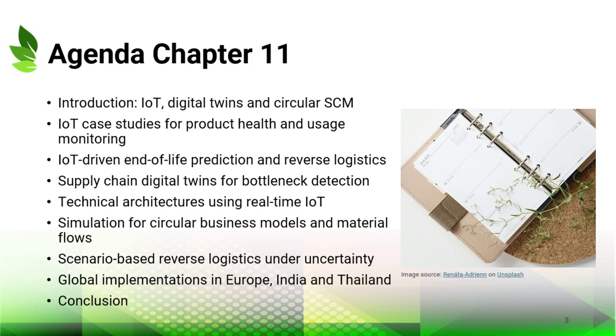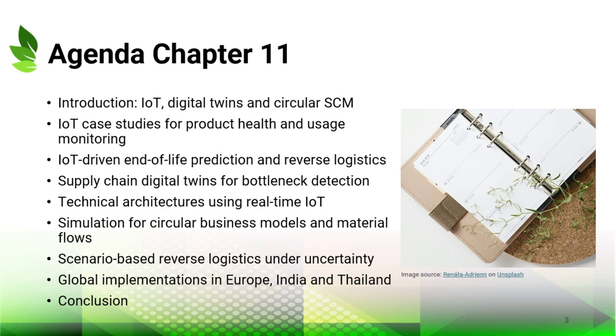We begin with the introduction, where IoT and digital twins are positioned as key enablers of circular supply chain management. We then look at IoT case studies that show how real-time product health and usage monitoring works in practice. After that, we examine the challenge of using IoT data to predict end-of-life timing and trigger reverse logistics. The middle sections explain how supply chain digital twins detect bottlenecks and how technical papers describe real-time IoT integration.